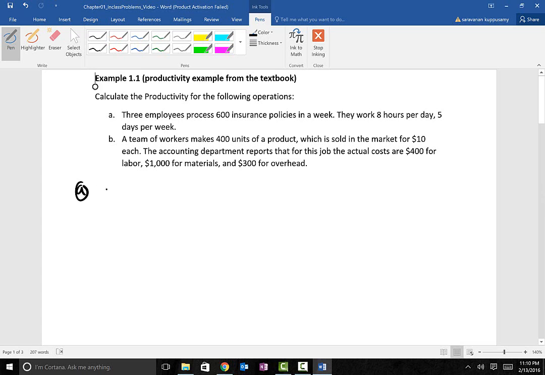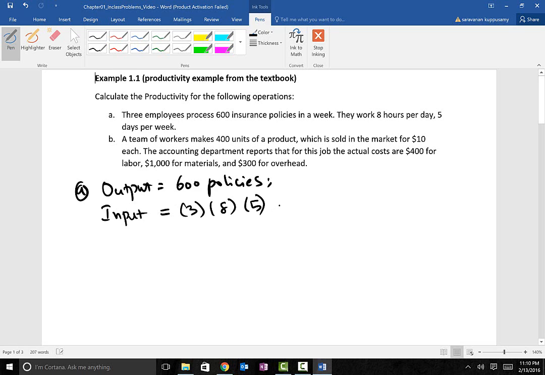So in A, the output is 600 policies. And what is the input? Input in this case is 3 people working 8 hours per day, 5 days a week. So in this case, that is 120 hours per week, right?